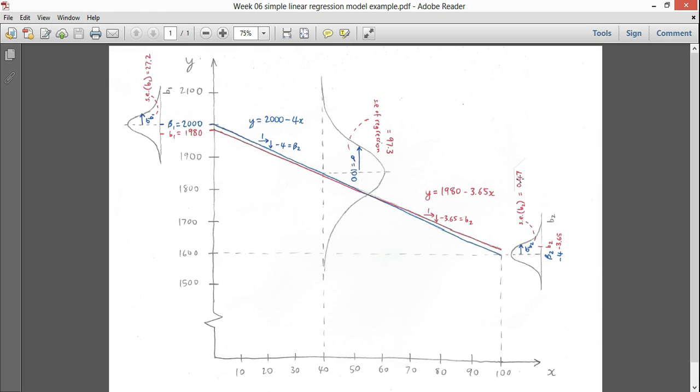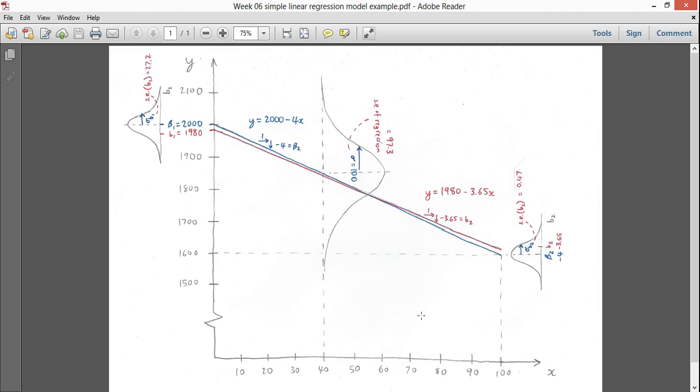And this standard error tells us how precise our estimate of B2 is likely to be. A smaller standard error means less dispersion in this sampling distribution, which means that our estimates should be closer to the true population parameter.